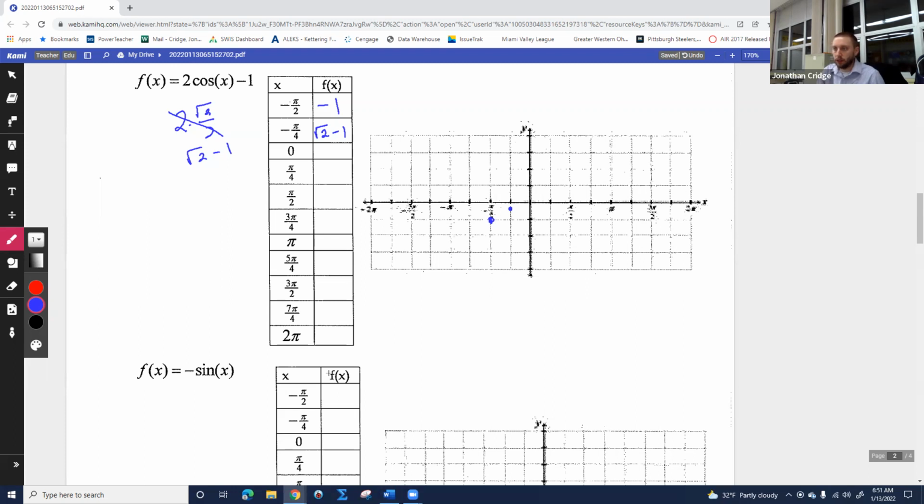Okay, plug in 0. Cosine of 0 is 1. 2 times 1 is 2. 2 minus 1 is 1. So 0, 1 is a point. Plug in pi over 4.